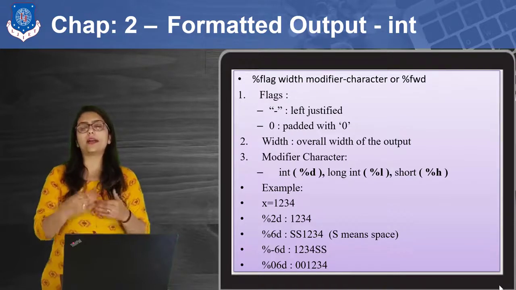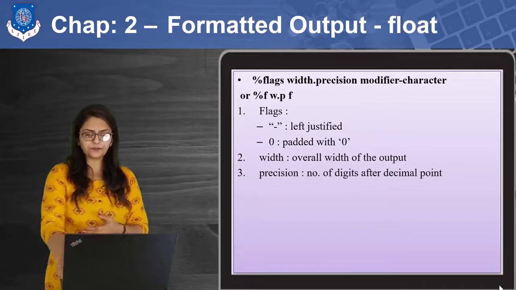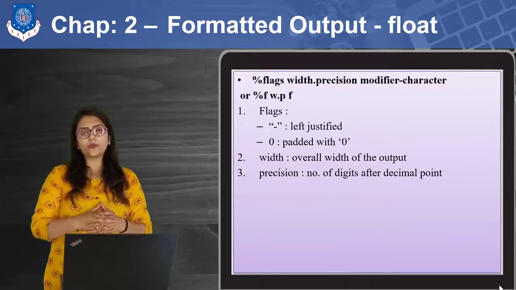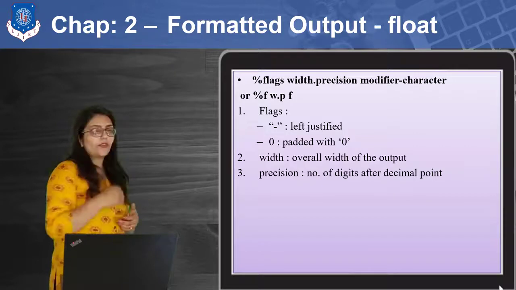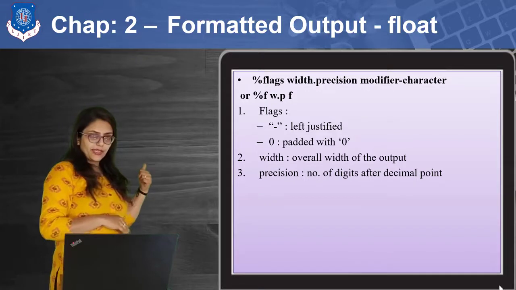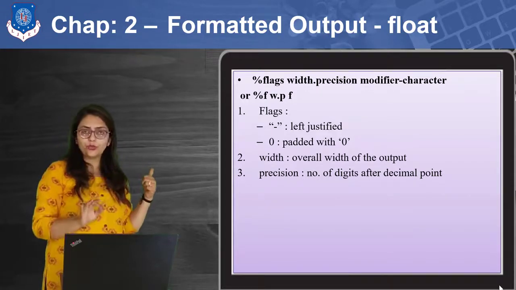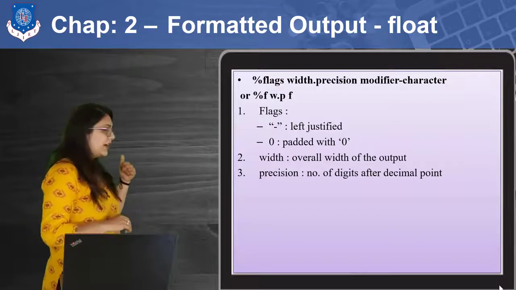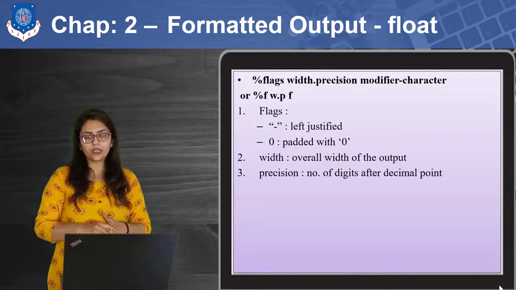You can assume the formatted input is similar, if you are using it with scanf, right? Now formatted output with float. You can see the general formula for formatted output over here. It will start with percentage, similar to integers. Then it will have a flag similar to integers, then width similar to integers. What will be added for floats?